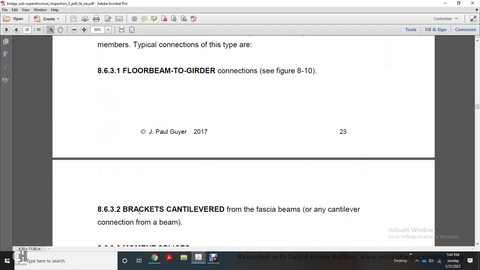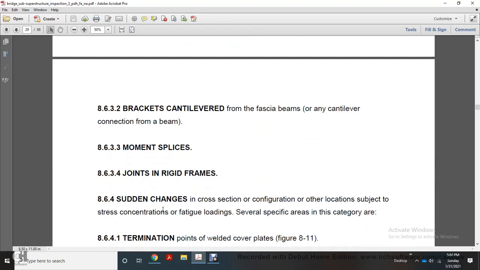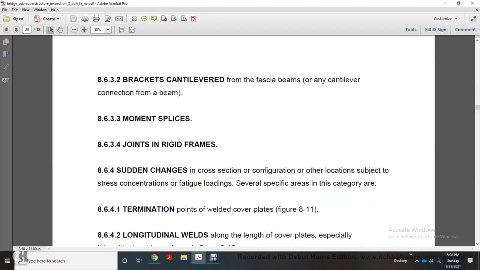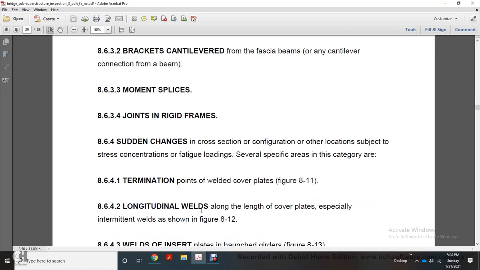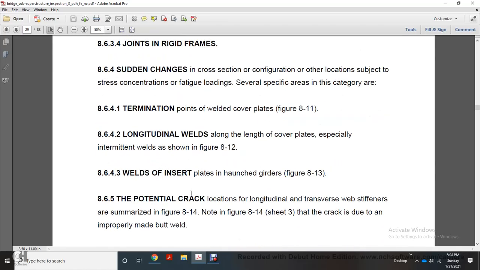See figure 810. Brackets cantilevered from the fascia beam, and the cantilever connection from the beam. Moment splices for joints in rigid frames. Sudden changes in cross-section configuration. Other locations subject to stress concentration and fatigue loading. Several specific areas are categorized: termination points of welded cover plates, figure 811; longitudinal welds along the length of the cover plates, especially intermittent welds, shown in figure 812; welded insert plates and haunch girders, figure 813; potential crack locations at longitudinal and transverse web stiffeners, summarized in figure 814.